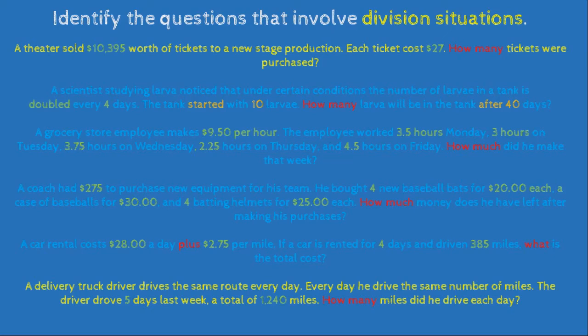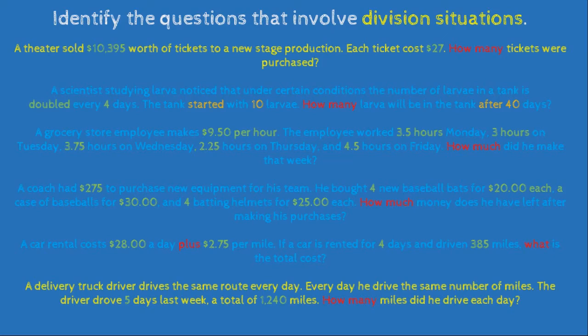Our next topic. A coach had $275 to purchase new equipment for his team. He bought 4 new baseball bats for $20 each, a case of baseballs for $30, and 4 batting helmets for $25 each. How much money does he have left after making his purchase? So, how much money he has left after making his purchase, we're subtracting from the original $275 with every purchase. And again, subtraction is not division.